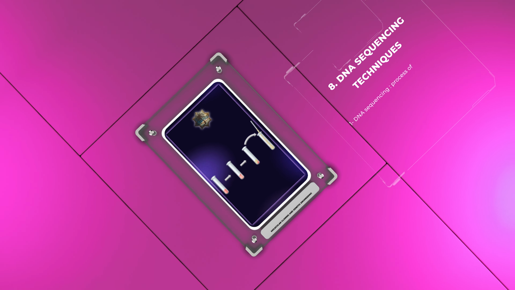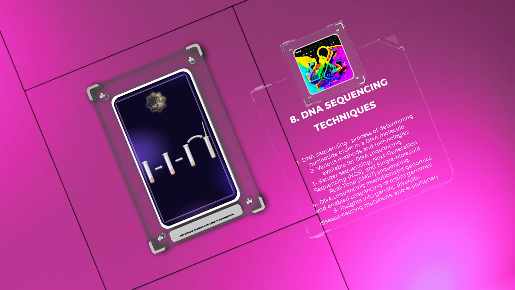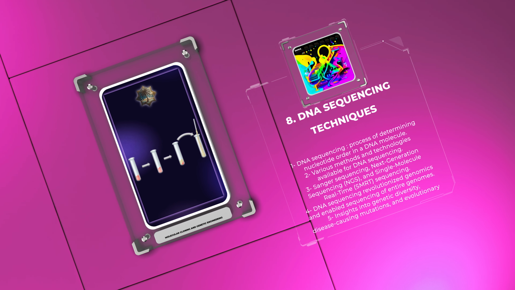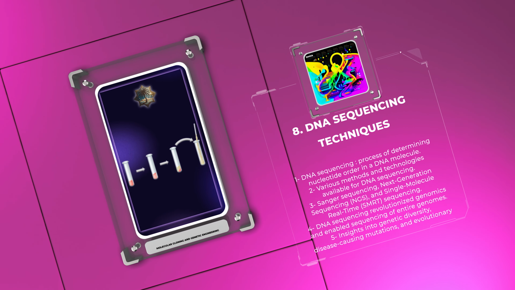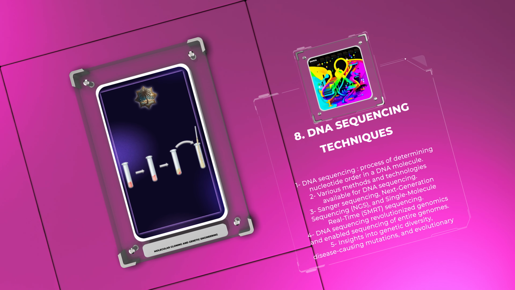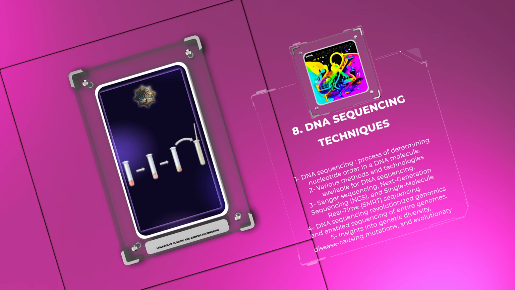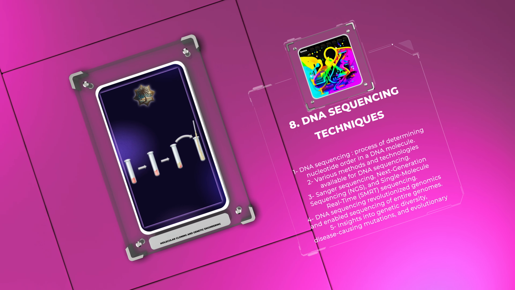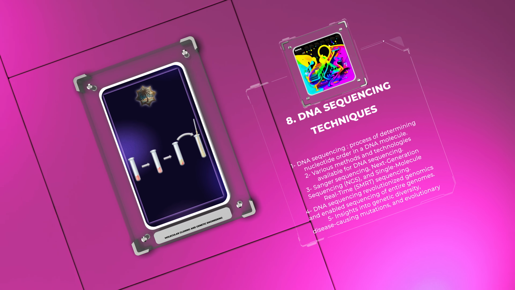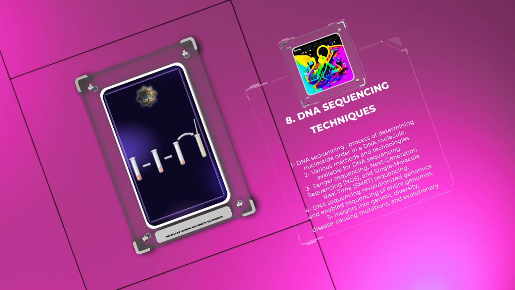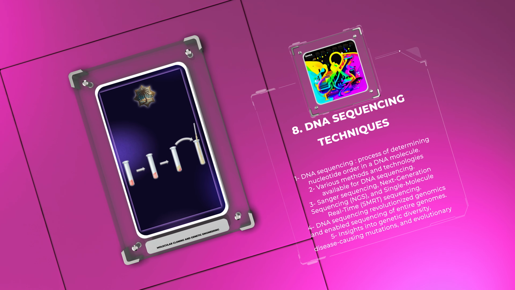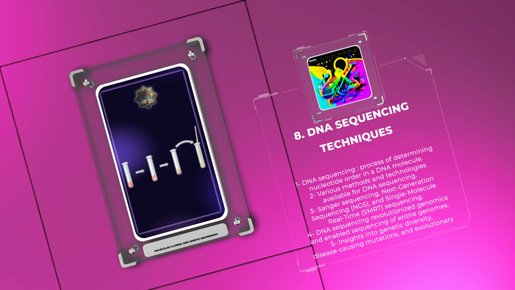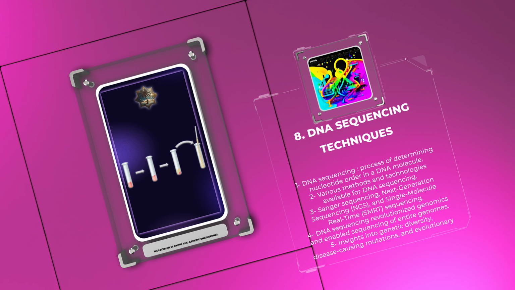Next, we explore DNA sequencing techniques. DNA sequencing is the process of determining the precise order of nucleotides in a DNA molecule. There are various methods and technologies available for DNA sequencing, including Sanger sequencing, next-generation sequencing, NGS, and single-molecule real-time, SMRT, sequencing. These techniques have revolutionized genomics and have allowed for the sequencing of entire genomes, enabling insights into genetic diversity, identifying disease-causing mutations, and understanding evolutionary relationships.